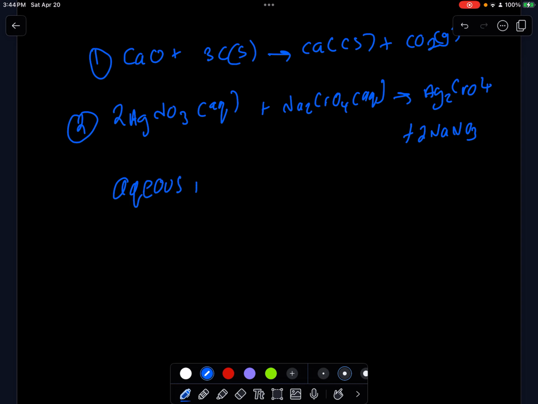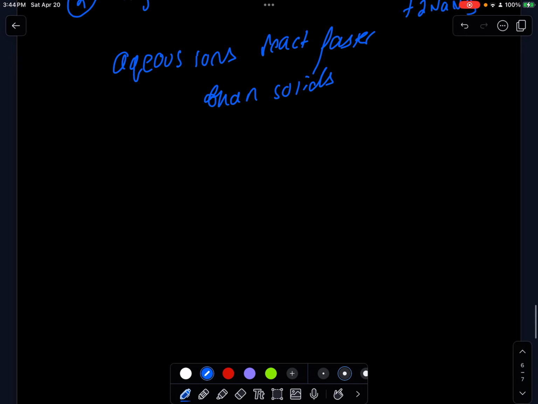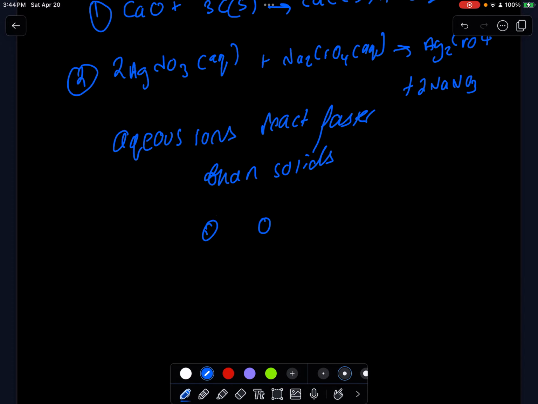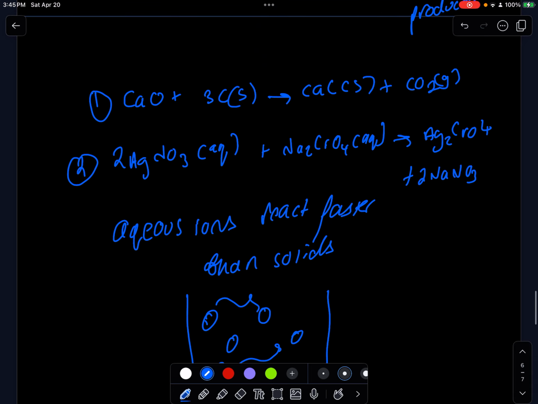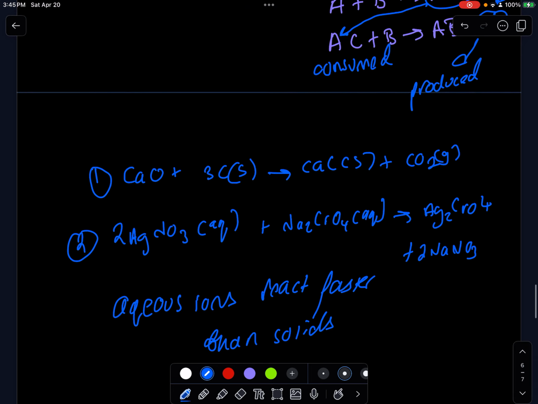Aqueous ions react faster than solids. Why is that? Aqueous ions can move around quite easily. And that is because they're dissolved and they have a lot of free motion. So what that means is that they will come into contact with each other more, and so they react faster. Solids, because of their restricted motion, will come into contact less frequently, and the rate of reaction will be lower. Typically, when we react solids, we have to heat them quite a lot in order for them to react.